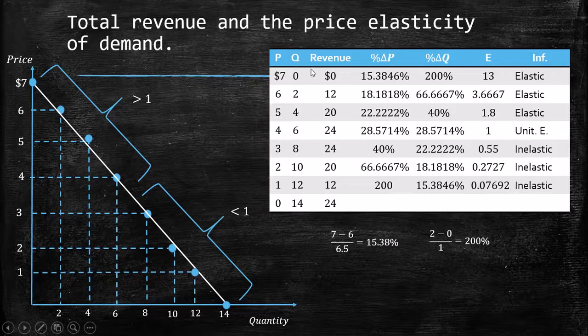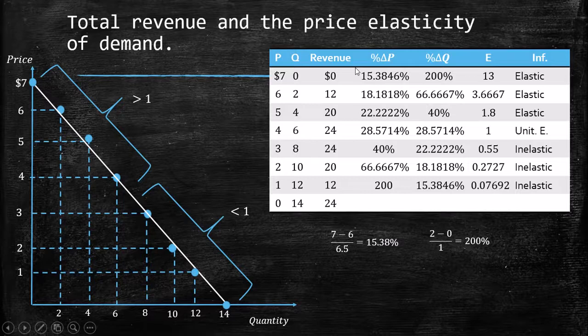The revenue is going to be the multiplication of the price and the quantities. It's going to be 7 times 0, which is 0, 6 times 2, 12, 5 times 4, 20, and so on and so forth. So here we have the revenue. Now we see that the maximum revenue the supplier is going to reach is when the price is 4 and when the price is 3. So it's going to be over here. Okay, this is going to be the maximum revenue.